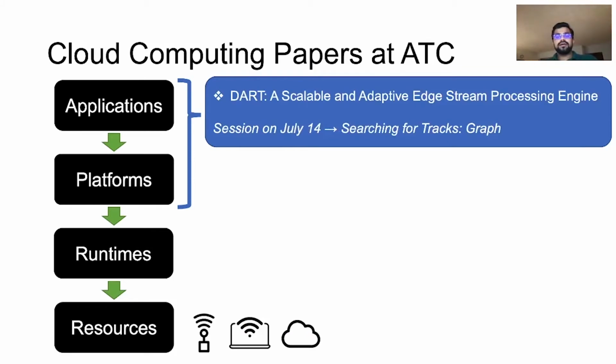First, we look at Dart. Dart proposes an edge stream processing engine that processes data generated by geographically distributed IoT sensors.